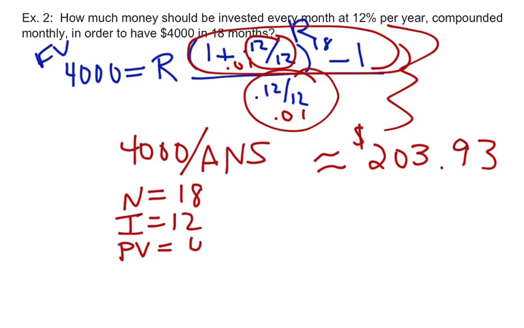In the TVM solver, N is 18, I is 12, PV is 0, because remember, if you're putting money into an account, you want to start at 0 and work your way up.